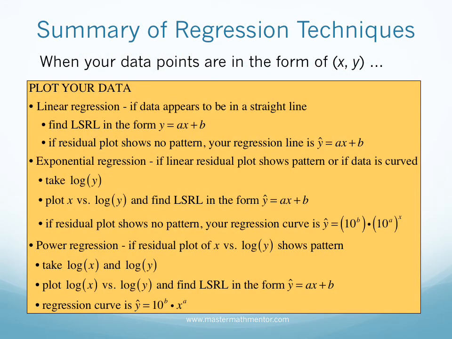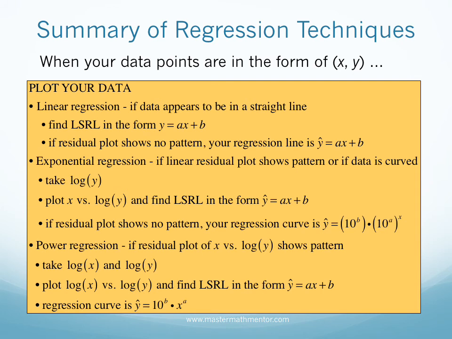The procedures for finding regression models for a set of points x, y are given. You should always start with plotting your data. Unless it is clear that the data is curved, you should always begin with linear regression and check your residual plot for patterns. If a pattern exists or the data is obviously curved, you should use the procedure for exponential regression by taking the log of y and finding the regression line for x versus log y and checking for a pattern in the residual plot. If none exists, use the appropriate regression formula.